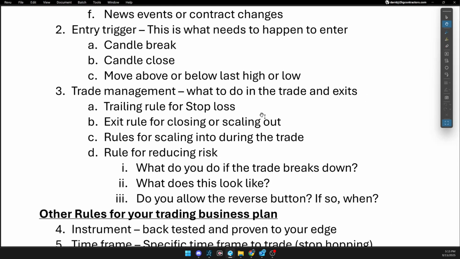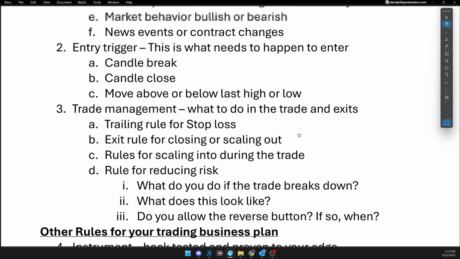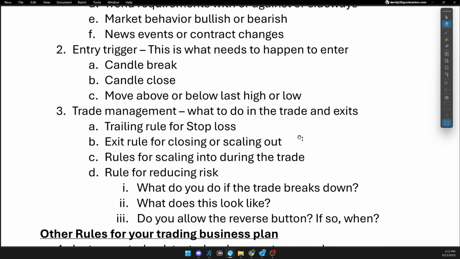All right, trade management. This is the one that, for me, I have found is harder than the setup, maybe because I focus so long and so hard on the setup that I understand the setup more now. But now I'm getting into the trade. What do I do now?